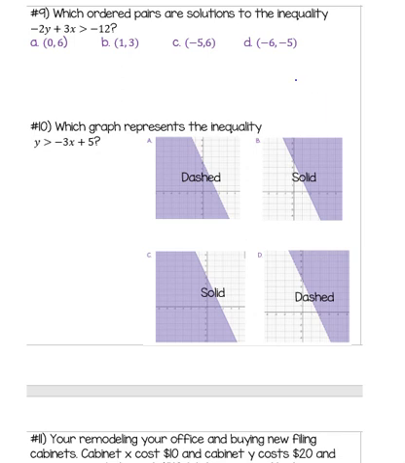All right, number 9, which ordered pairs are solutions to the inequality of negative 2y plus 3x is greater than negative 12? If you want to find whether or not an ordered pair is a solution, you have to test the truth of the inequality. So we're going to take each of these values and substitute them in for x and y into the inequality to see if the left side is actually greater than negative 12.